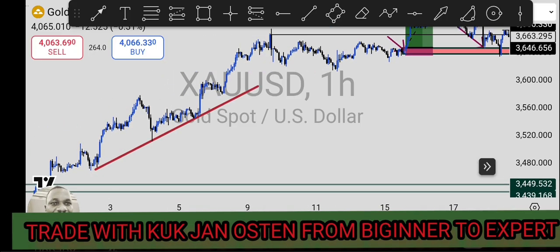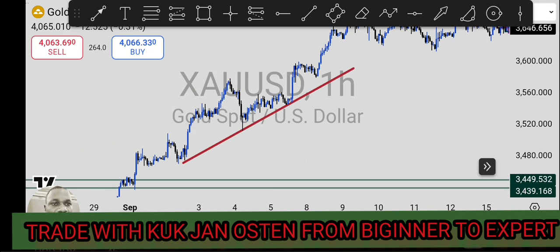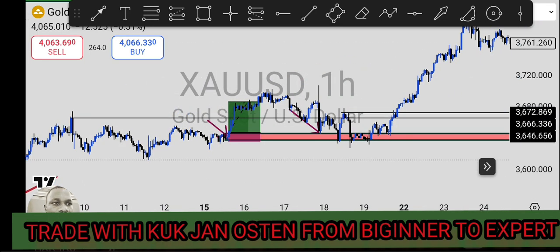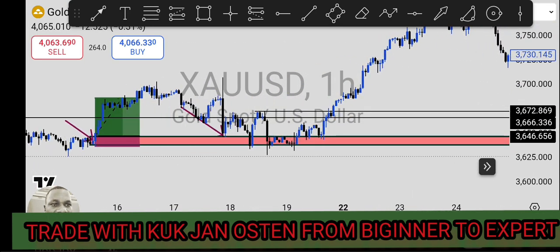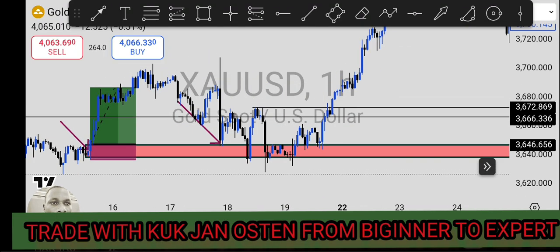So we have an external liquidity and an internal liquidity. External liquidity and internal liquidity. So that's the first setup I showed you, the order block mitigation. Then also now at this point we are seeing a fair value gap.